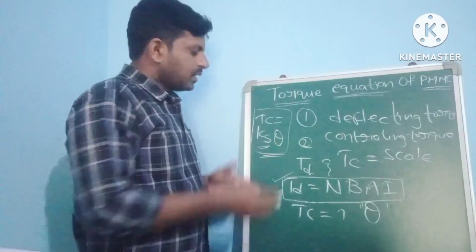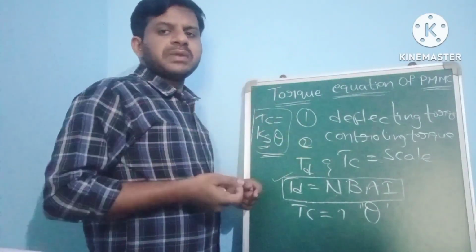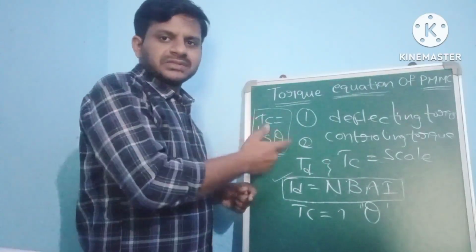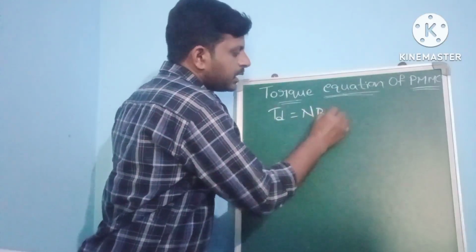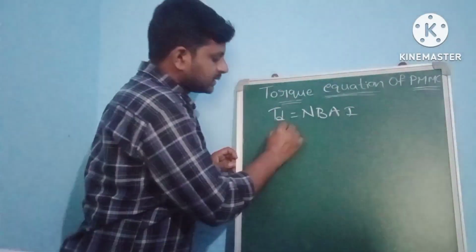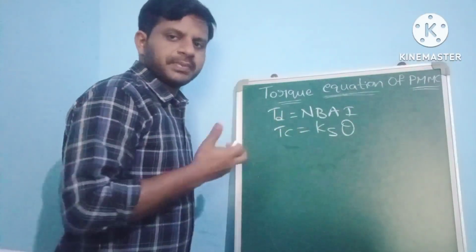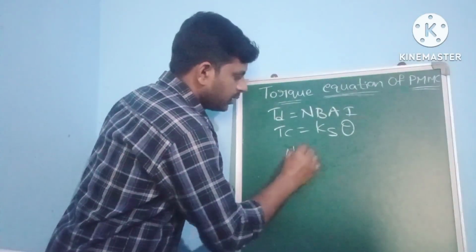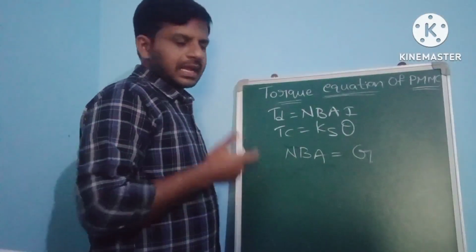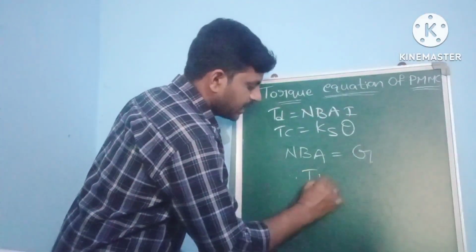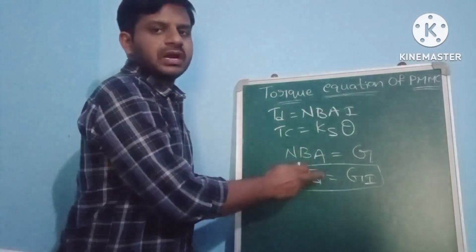By equating the controlling torque and the deflecting torque, we can show that the PMMC instrument has a uniform scale. Let us see that. TD = N B A I and TC = Ks theta. Here we can represent N B A as a displacement constant G. Therefore, finally TD = G I. This is the final expression of the deflecting torque.